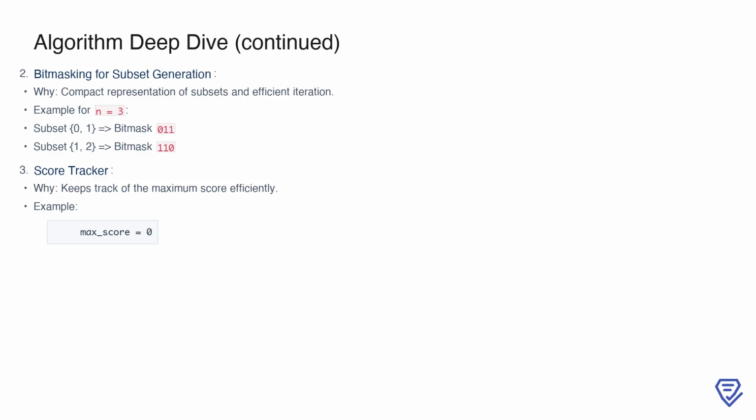Another important structure is the score tracker, a simple variable that keeps track of the maximum score encountered during the iteration. For example, we might initialize max_score to 0 and update it whenever a valid subset with a higher total score is found. These tools, combined with strategies like dynamic programming or greedy algorithms, can help us move beyond the brute force approach and find solutions more efficiently while still respecting the problem's constraints.